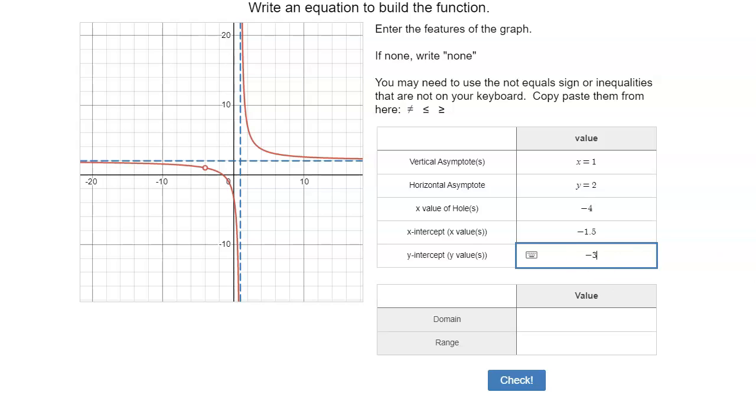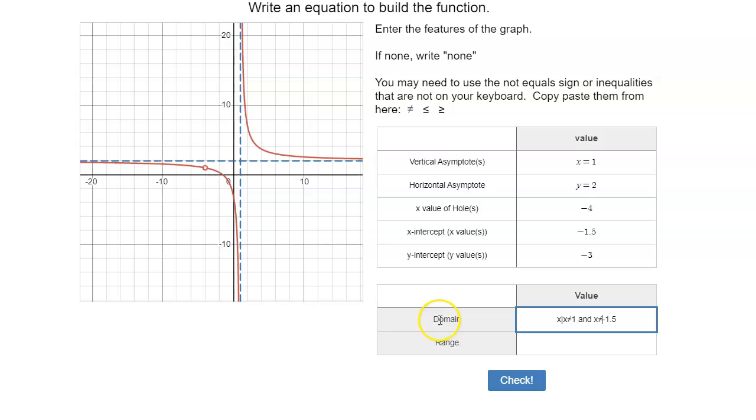Okay, so now the domain. So the format for the domain and the range, it's pretty important that you get that correct. Okay, so it's going to look like this. Now, you may need to use a not equal sign, a less than or equal to, or a greater than or equal to. Okay, those you don't have on your keyboard. So I put them up here so you can copy paste them. So I need a not equals. But if you need just a greater than, that's on your keyboard. So you can grab that there.